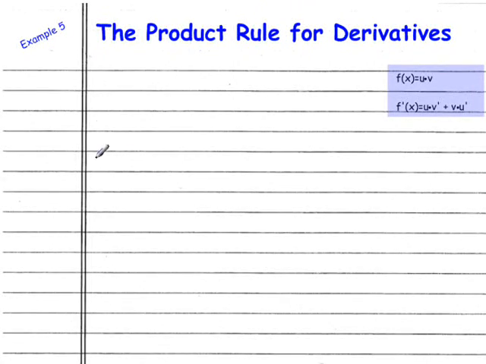This next example is going to be a little more thought-provoking. Let me state it here. Let's suppose we're given a function. Let's see, maybe a function like f of x is equal to 5x to the third power times e to the x times the sine of x. And we're asked to find the derivative of this function. Find f prime of x.